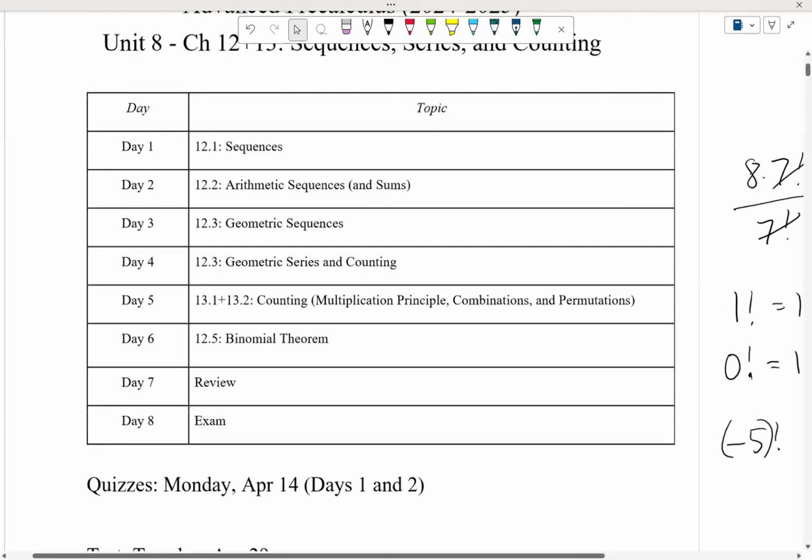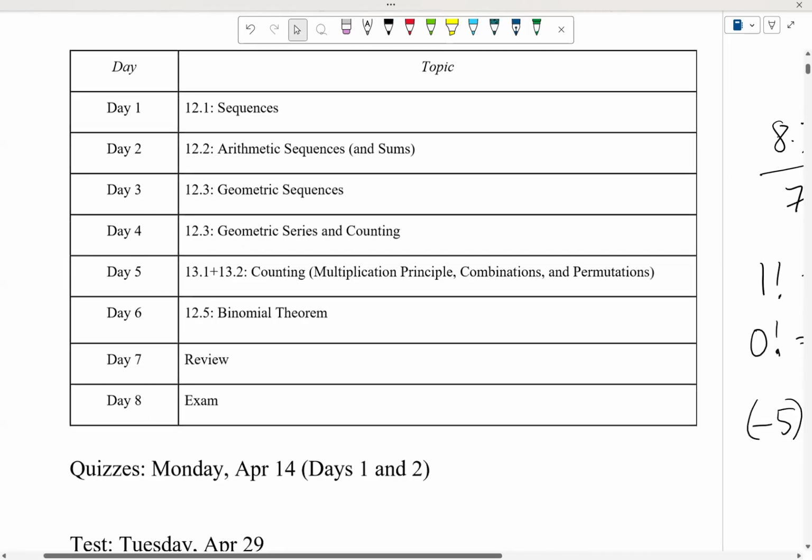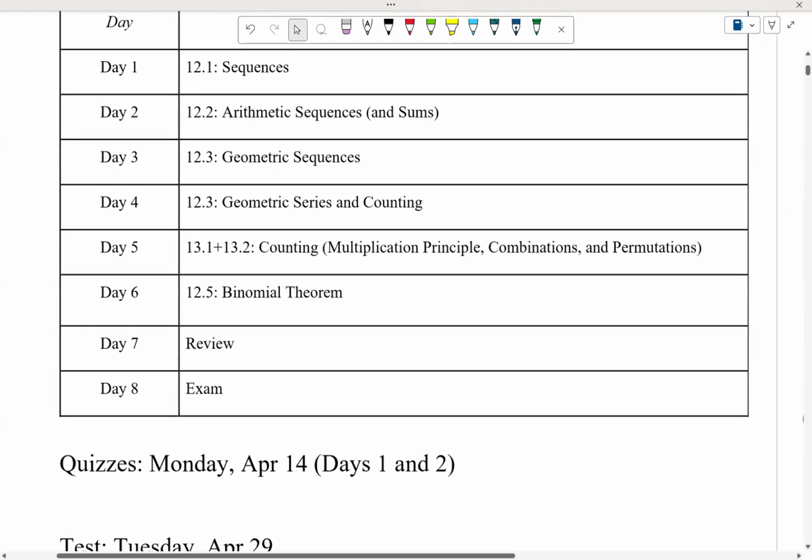In any case, we're going to be talking about sequences today. Oh, you're going to love it. I hope. Moving on to arithmetic sequences specifically, geometric, etc. Counting on day 5. And then finally on day 6, I heard Kimmy getting excited about this already. Binomial theorem. So you've been exposed to this, I see. You've seen the beauty. A little bit. Okay. Maybe you're just intrigued by the name.